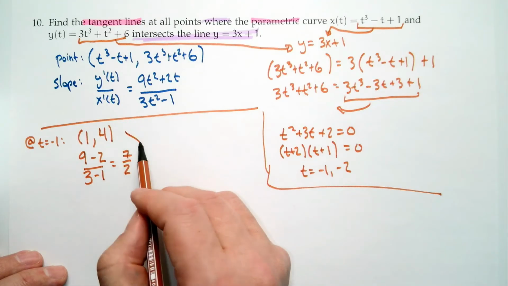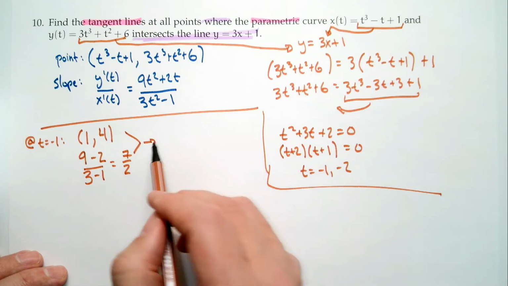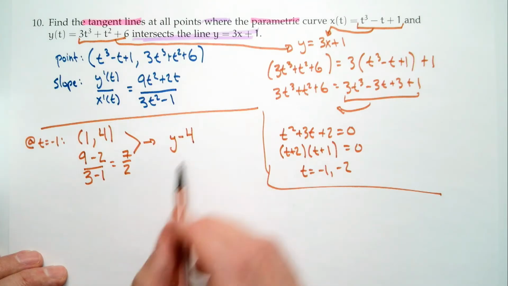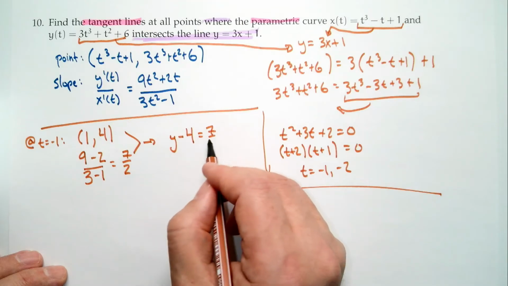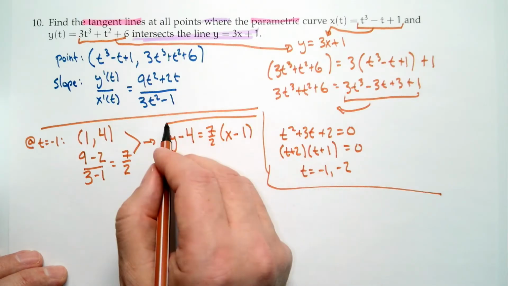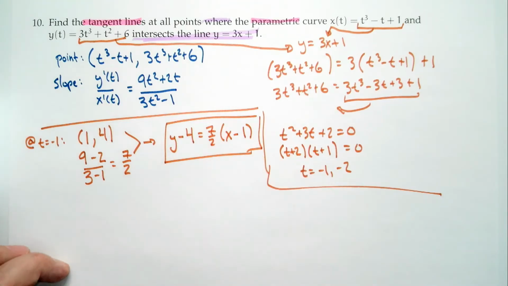So there's our point, our slope. So we get y minus our y value, which is 4, is equal to our slope, 7 halves, x minus our x value, which is 1. And that's one of our answers. We don't have to simplify. That's a nice form for the line. But that's not our only answer. So we have to do the other case.